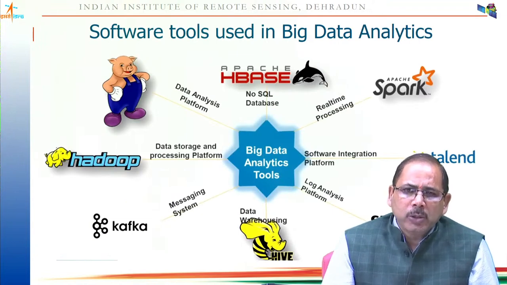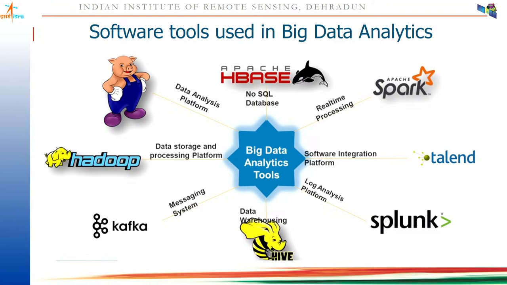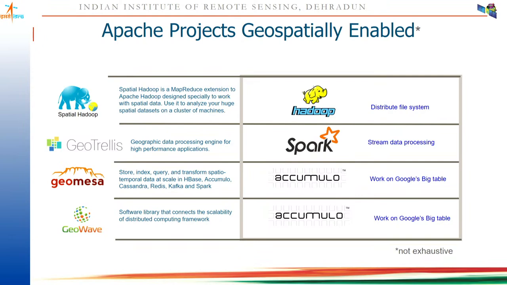These are the software tools which will be required or which are very popular. You can start with a NoSQL database like HBase. We have Spark, a real-time processing technique, Talend-like software integration platforms, a log analyzing system like Splunk, a data warehousing system like Hive, a messaging system like Kafka, Hadoop for data storage and processing, and data analytic platforms like Spatial Hadoop and so on. These techniques are very important, and they are available in the open source community, and you can explore them and see how these techniques can be utilized for big data.